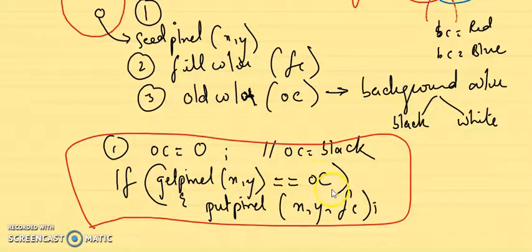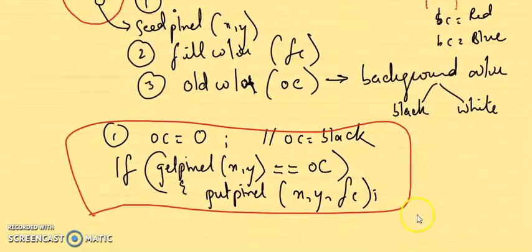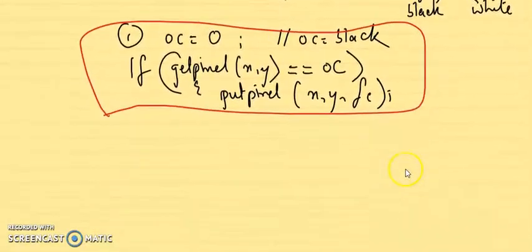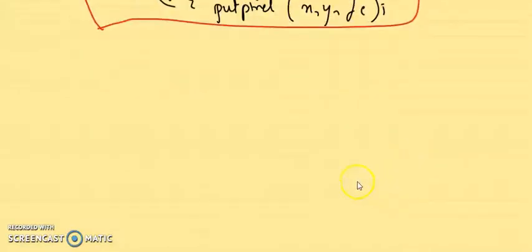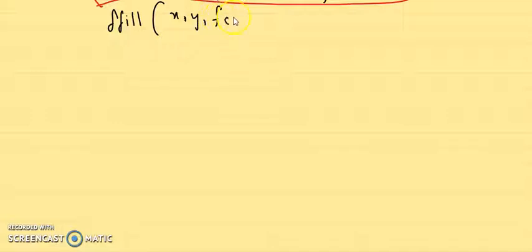If the current pixel is equal to the background color, put a pixel on that location with the desired fill color. So that is, in short, what we mean by the flood fill algorithm. Now we quickly write the procedure for this, and the procedure is very simple. I am going to write F fill with the current value x comma y, and I'm going to pass only one variable, that's the fill color.